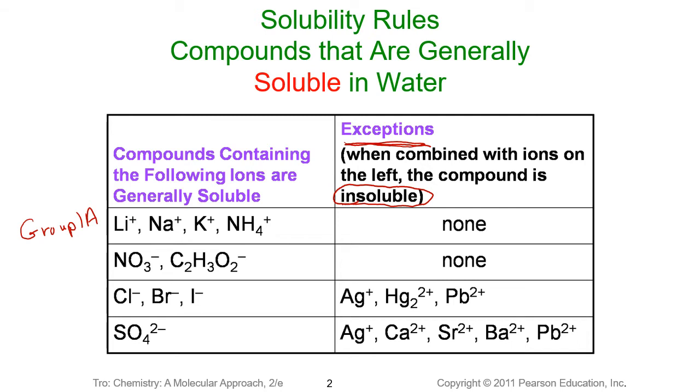If we have nitrate containing compounds or acetate containing compounds, they are always soluble no matter what. Most chloride, bromide, and iodide compounds are soluble unless they are attached to the cations of silver, mercury 1, or lead 2. Most sulfate containing compounds are soluble unless it's silver 1, calcium, strontium, barium, or lead 2.